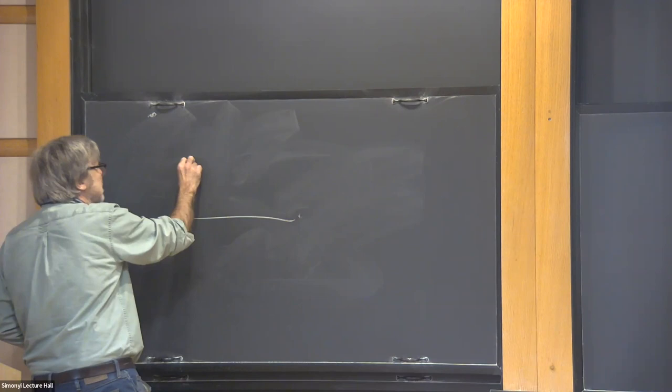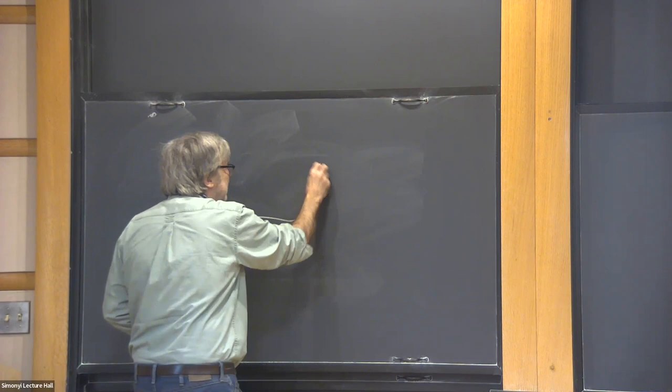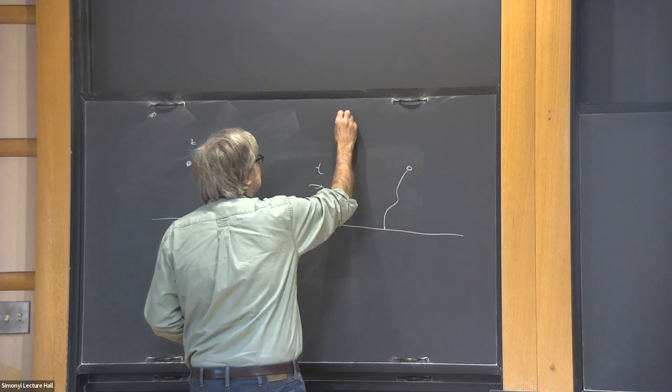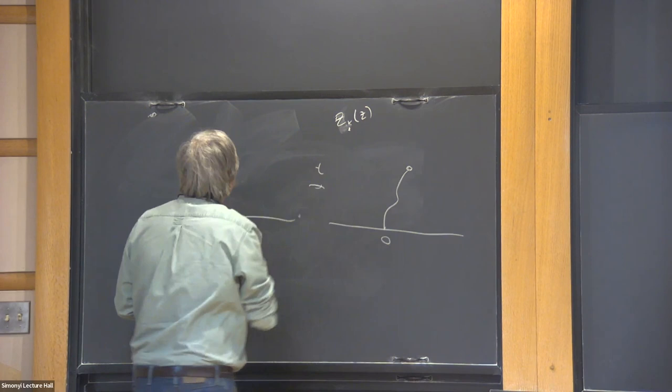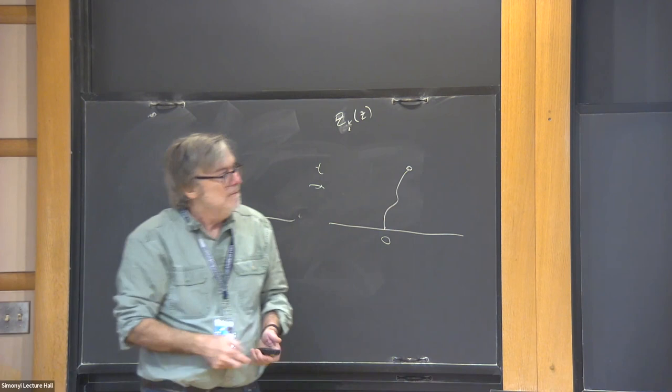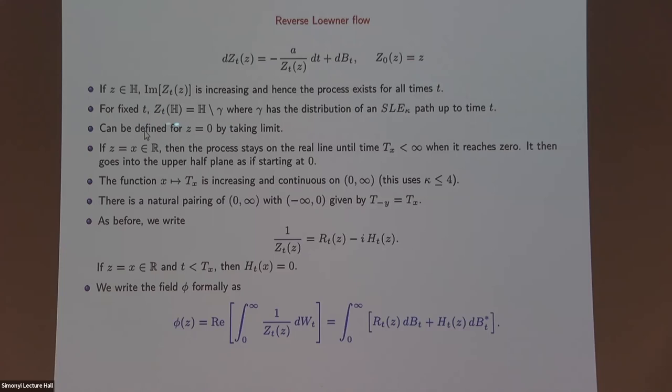So that's time 0, maybe. There's a z in the upper half plane, and time t. And this has gone up to, say, G, I use G. Well, it's Z_t of z if I make this 0. So this is going up as this curve goes up. So at a fixed time t, this has the distribution of an SLE kappa, but it doesn't grow the same way that a forward one would grow.